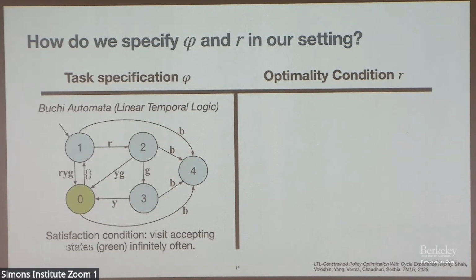Or linear temporal logic. Of course, you can take your linear temporal logic formula and convert it into a Büchi automaton that captures the semantics of your LTL formula. We'll be using those automata. And of course, in the Büchi automaton, your satisfaction condition will be to visit your accepting states infinitely often. So you want to produce trajectories that will continually visit this accepting state.